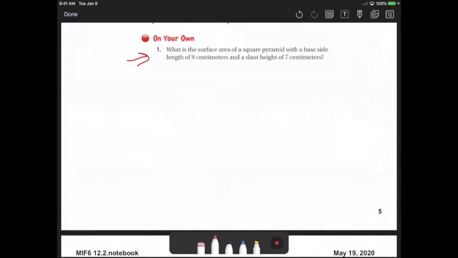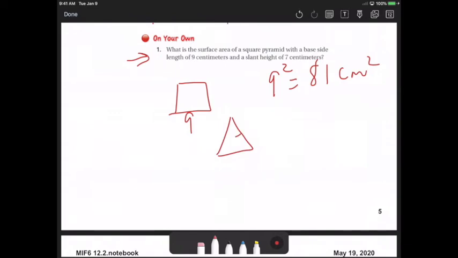Okay, it says here, what's the surface area of the square pyramid with a base length of 9? That means that the square has sides of 9. So it'll be 9 squared. So the square is 81, and it's 81 centimeters squared. The triangle, the height is 7.